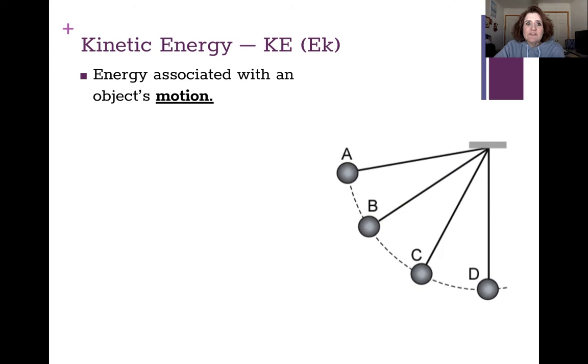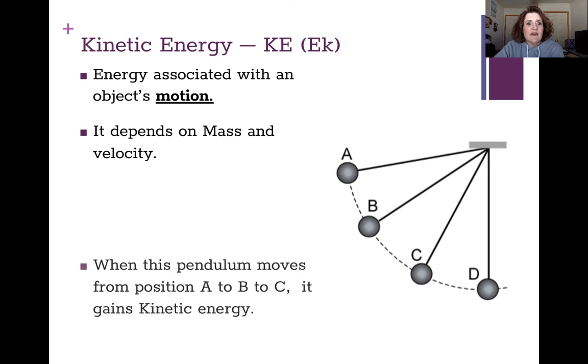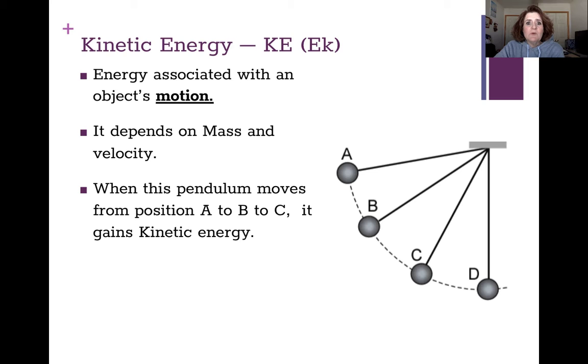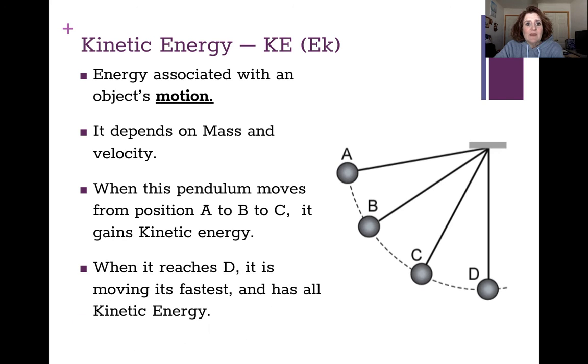Kinetic energy is the energy associated with an object's motion. It depends on the mass and the velocity of the object. When the pendulum moves from position A to B to C, it gains kinetic energy, designated as Ek. When it reaches position D, it is moving at its fastest, and it will be all kinetic energy. And again, remember, we're operating in a perfect physics world with no friction.